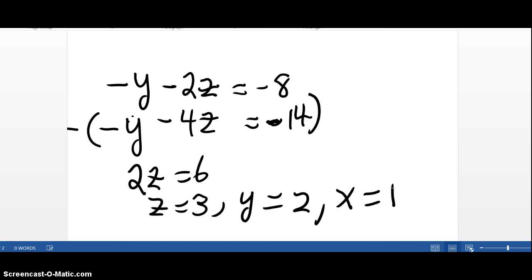So again, remember what the process is. Pick two equations, find a variable to eliminate. Pick another two equations, eliminate the same variable. Then you'll have a system of two equations with the same two unknowns, and you guys know what to do with that.